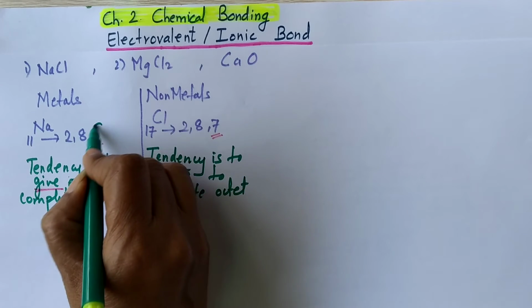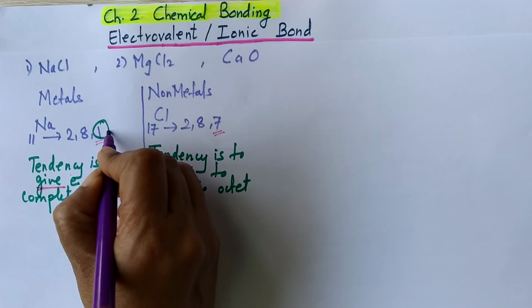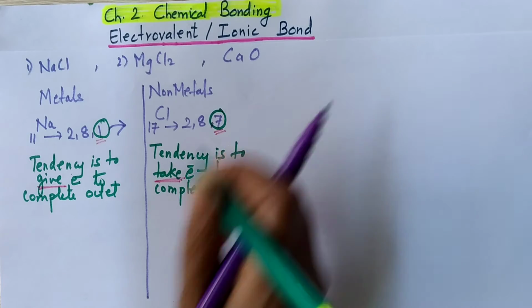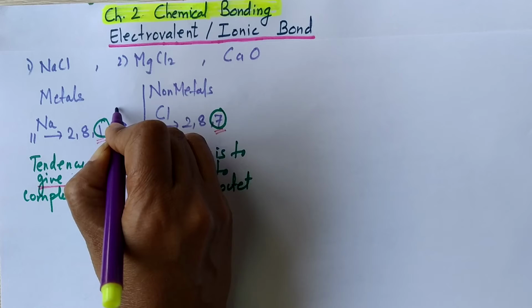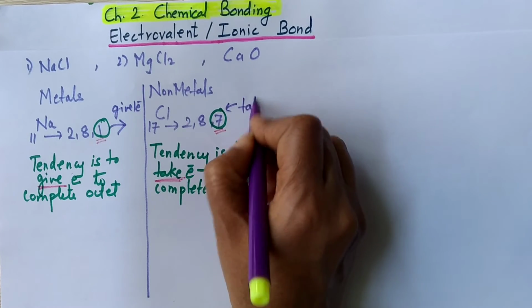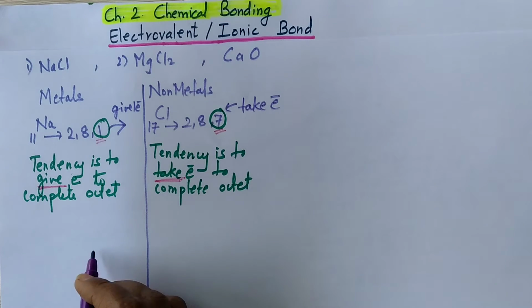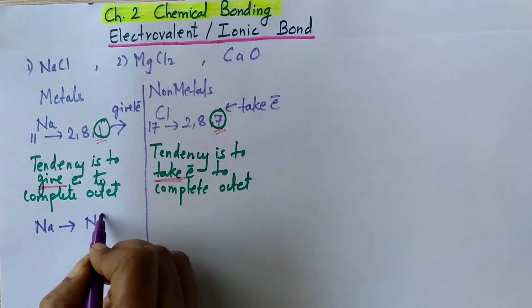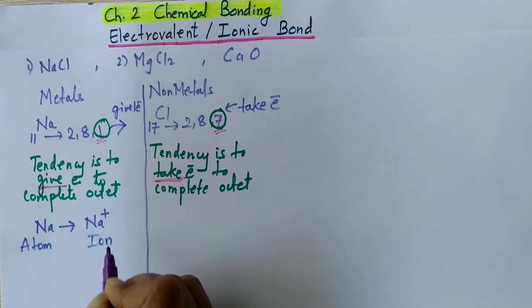So sodium is going to give this electron. Sodium will give away this electron, and this chlorine is going to take one electron. This will give one electron and this will take one electron. When this gives away one electron, it gives away negative charge and Na becomes Na plus. Initially it was atom, now it became ion.